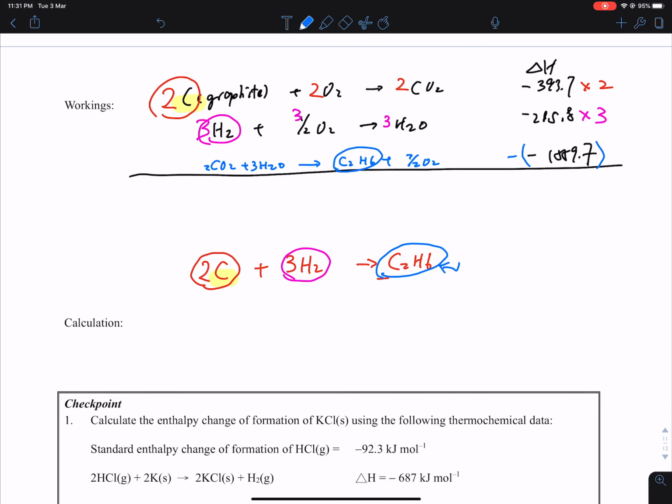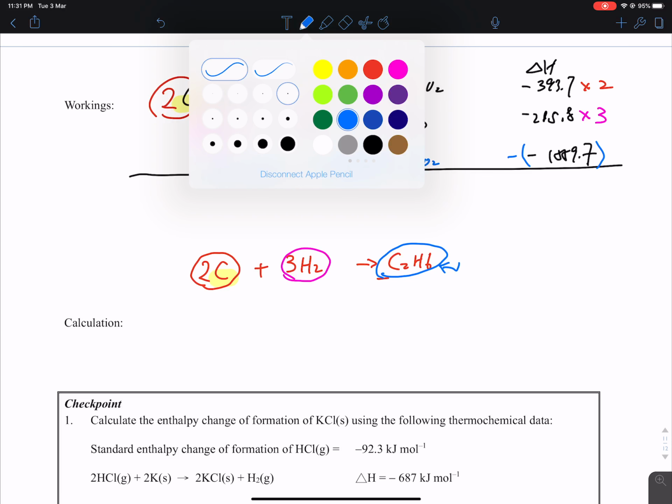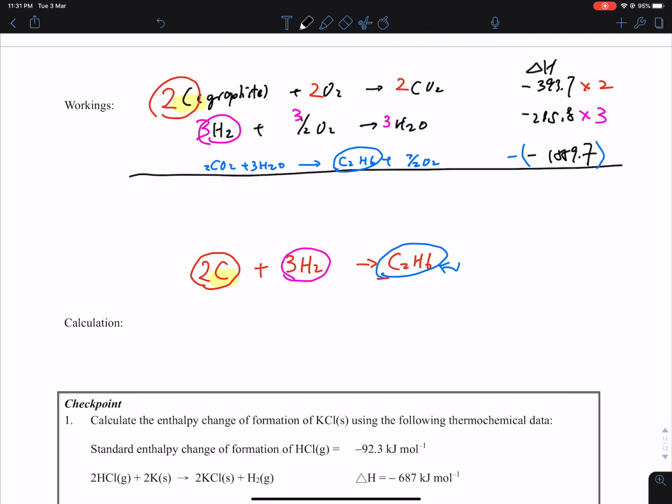Let me work it out by using very detailed steps at the beginning. So you can see these are the arrows from each thermochemical equation. On the left hand side, it is actually the reactant side. On the right hand side, it is actually the product side. So what I'm going to do is copy everything downstairs and put it here.